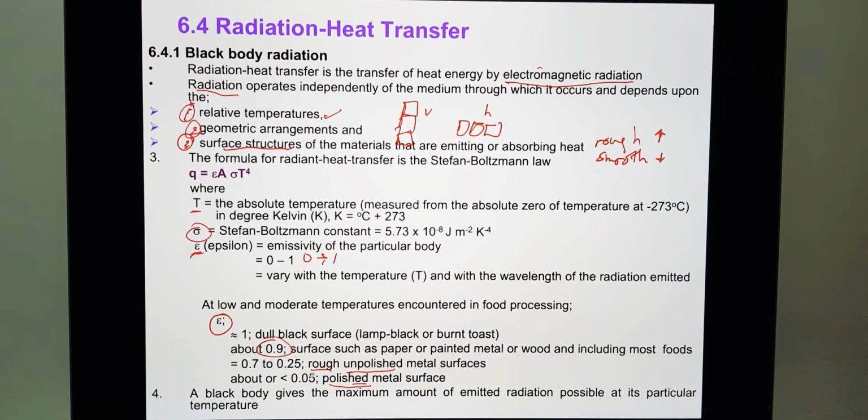Okay, a black body gives the maximum amount of emitted radiation possible at its particular temperature. A black body is anything that absorbs all the light, and this particular material is known as a black body.